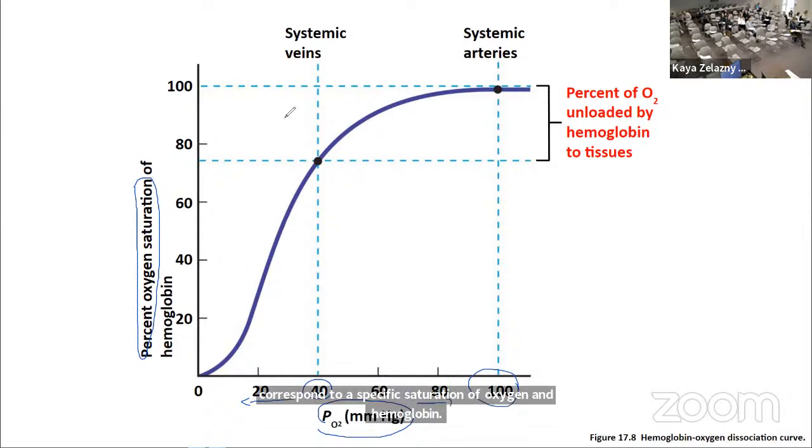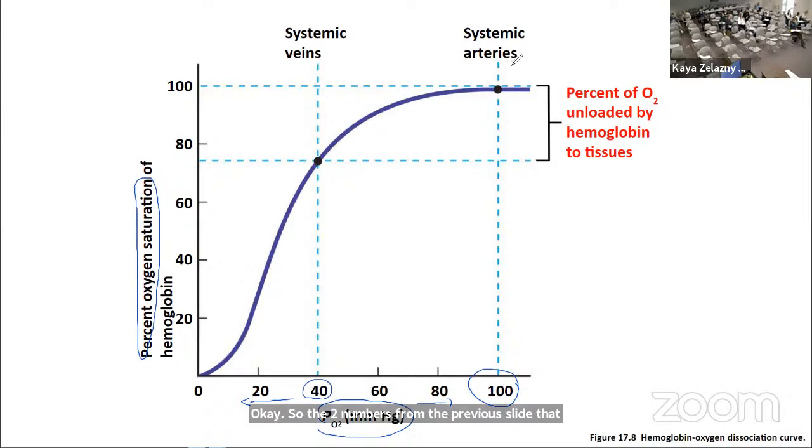So the two numbers from the previous slide, that 75% and 98.5%, are on this curve. So we can see here that the arteries are at that 98.5%. The systemic veins are at 75. Okay. But if you had a different amount of oxygen in your blood, you would still have some saturation of hemoglobin.